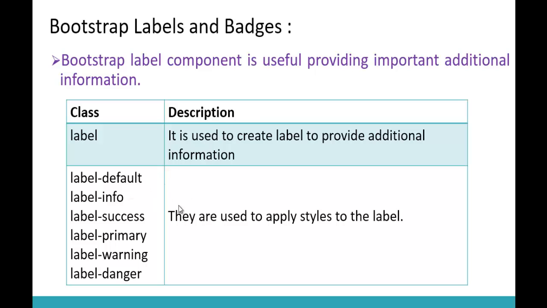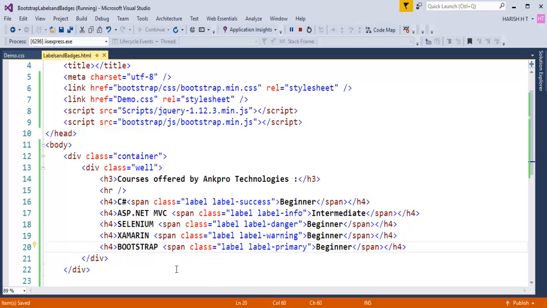And also we can increase the size of this label by increasing the parent element. Here the parent element to this span class is h4. So now let me make it h2, and this one as h3, h4, h5, and this is h6.